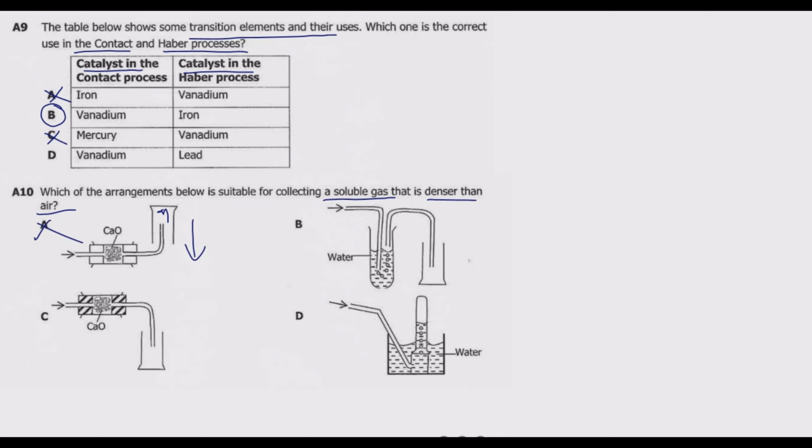We look at B. This gas is soluble in water, so it will dissolve in water. It will not work, and also here it will not go up because it's denser than air. So B cannot work. We look at C. The gas that will come out here is denser than air, so it will fall down here and it can be kept here because it will not rise. So C would be correct here. Then D, because it's soluble in water and denser than air, D cannot work. So this is how you answer question 10. Remember, what is key is soluble and denser than air. That's where the key is.